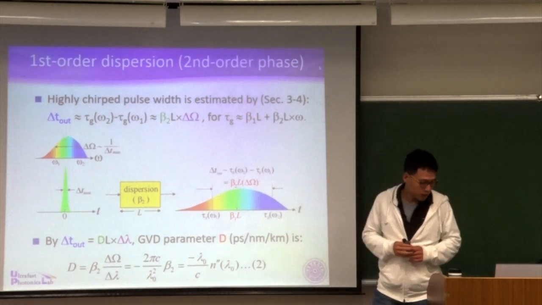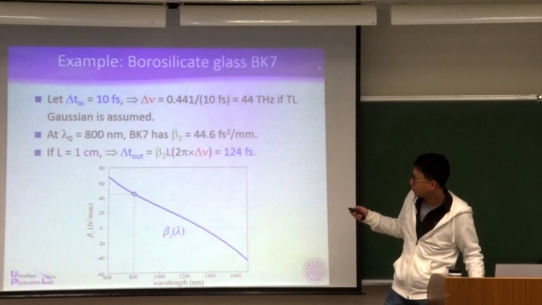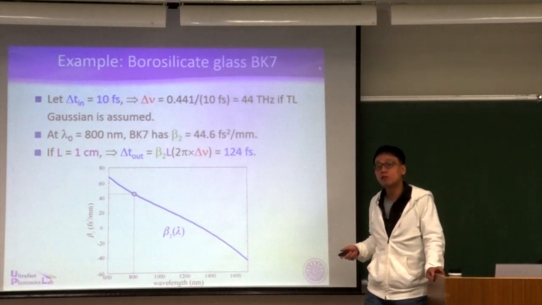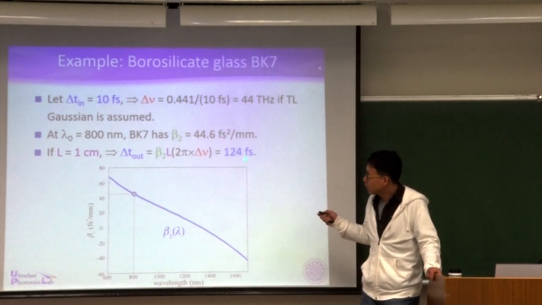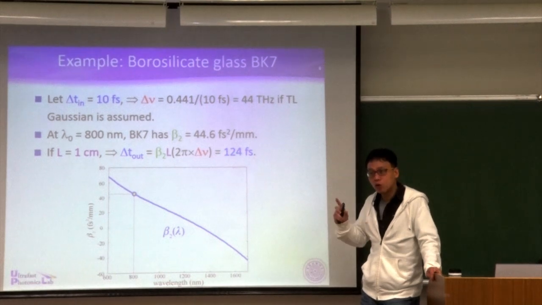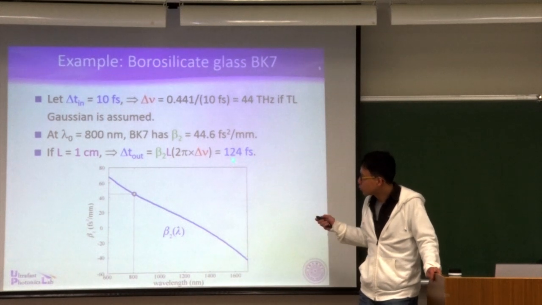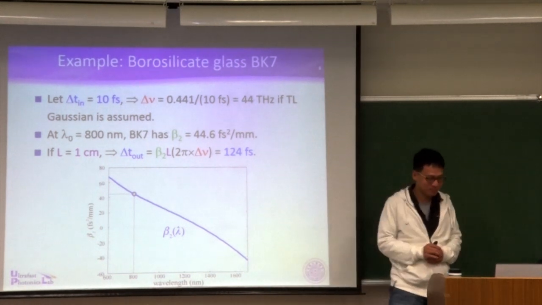So in our example, this is okay. Input just 10, output 124. So the formula should be accurate. But if it's only 12.4, it's controversial. On the verge of failure. If it is 1.24, no way, it's impossible. Okay.